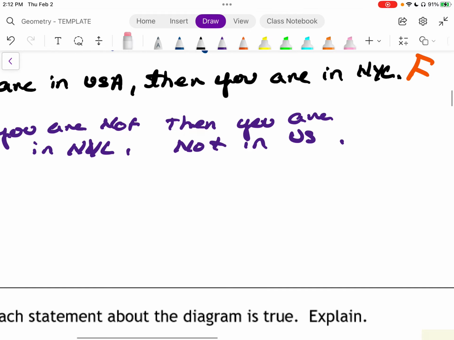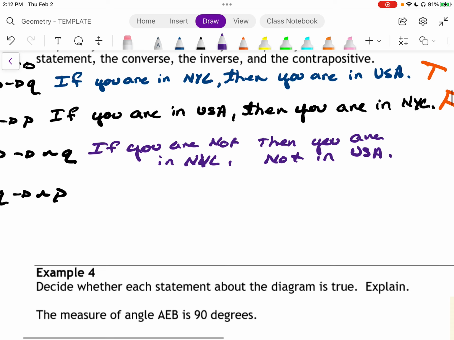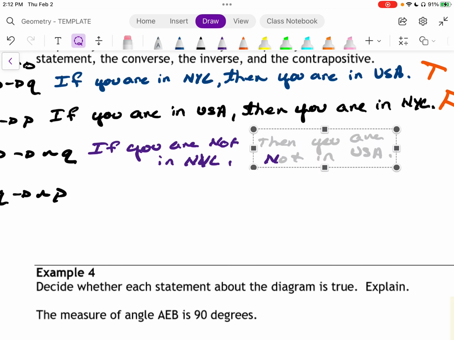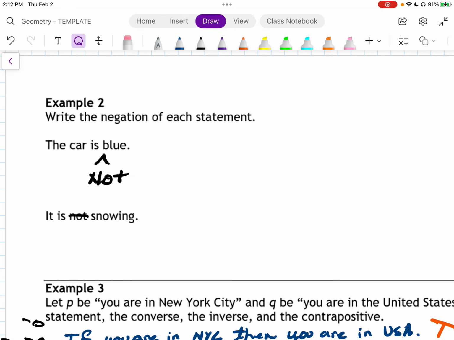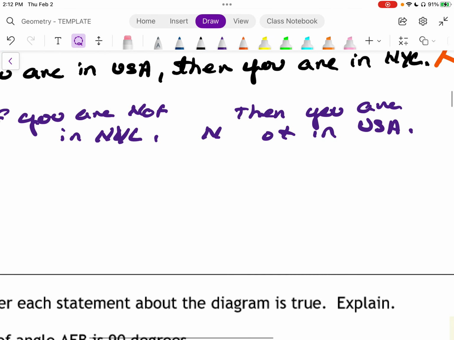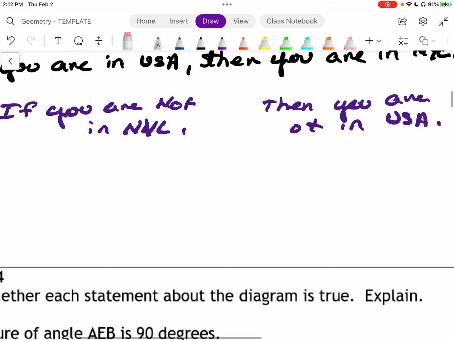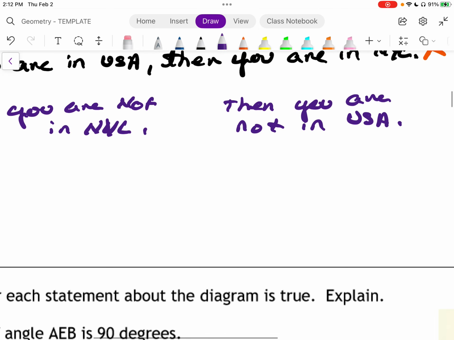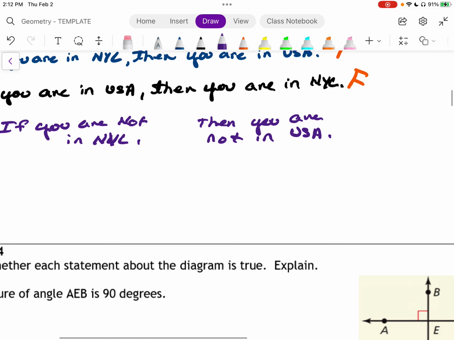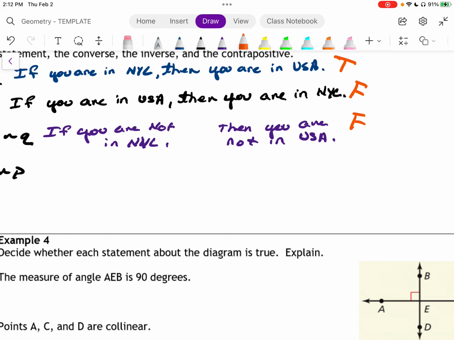Maybe I can write that a little bit better. USA. All right, is that true or false? If you are not in New York City, then you are not in the United States. Let me scooch this over just a little bit because I feel like I didn't write this very well. There we go. That's a little bit better. That's a false statement. If you are not in New York City, then you are not in the United States, right? You could be in California. California is not New York City, but you are in the United States.